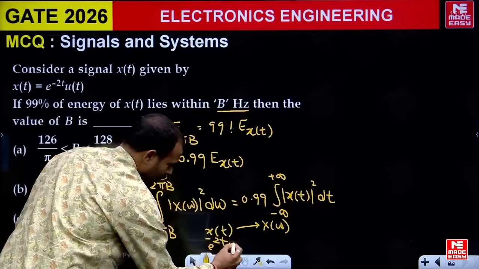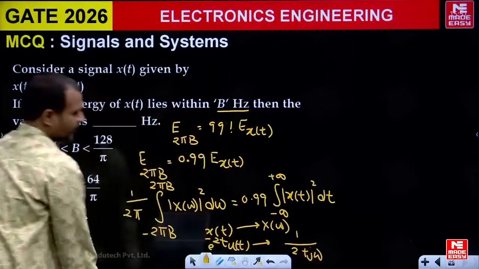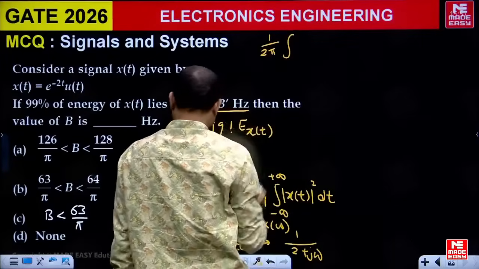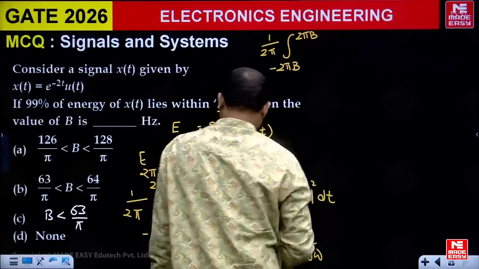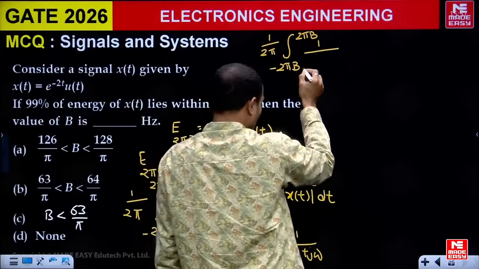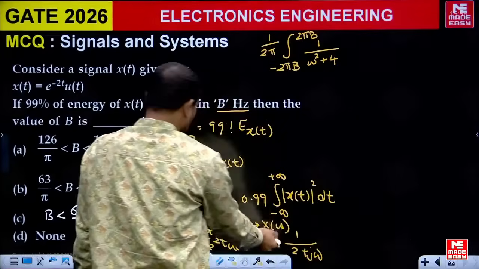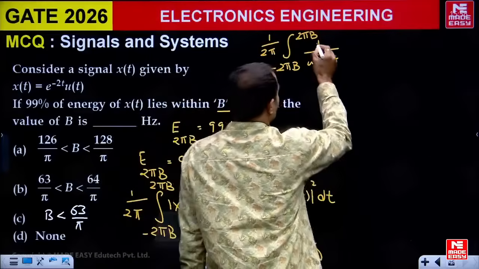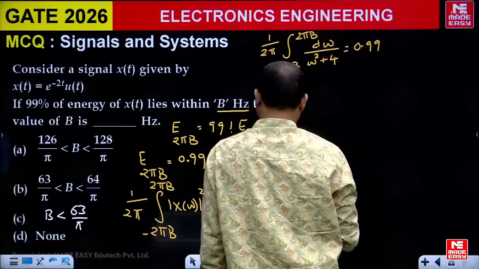So e power minus 2t into u of t is given as 1 by 2 plus j omega, and for this expression we are trying to write down the value. So this is present as 1 upon 2 pi integral, the limits from minus 2 pi B to plus 2 pi B. Substituting the value of mod X of omega whole square, that is going to be 1 by omega square plus 4, because this is X of omega, mod X of omega is under the root of 2 square plus omega square, because of mod square we get the value like this, into d omega, and that is going to be equal to 0.99 times the value of energy.